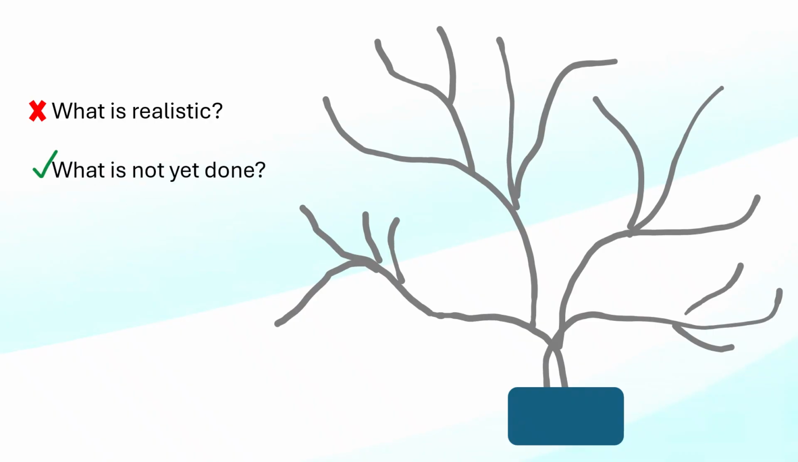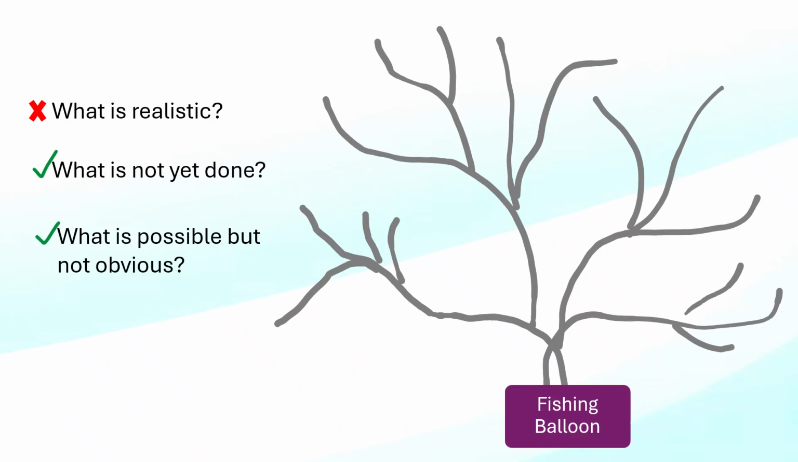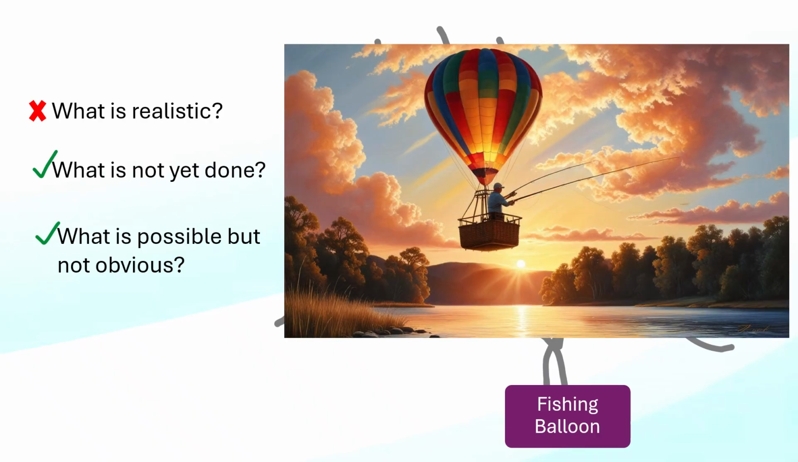For example, let's say you are trying to come up with a new business idea. Instead of thinking, what is realistic? You ask, what is not yet done? Or what's possible but not obvious? Maybe you're trying to create a floating coffee shop or a flying fishing balloon. The point? No boundaries, no filters, just ideas growing like a tree.